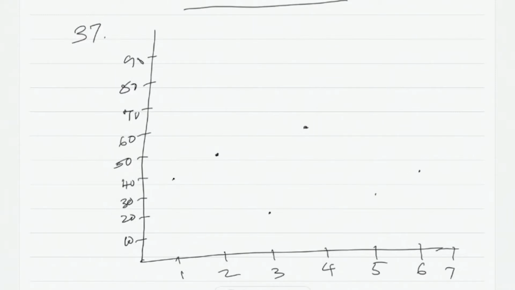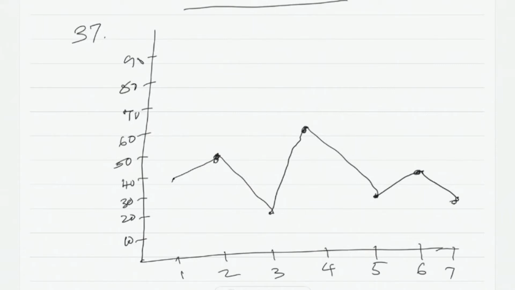Grade 5, it is there. Grade 6, it is there. Grade 7, somewhere there. So if we join this, it is going to be that way. This is an example of a line graph.